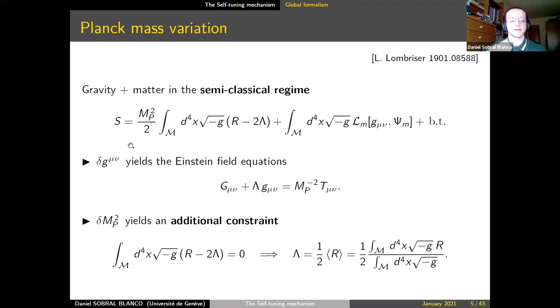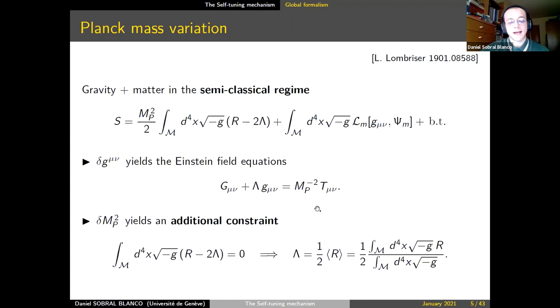What we usually do is to vary this action with respect to the metric and obtain the Einstein field equations, where here appears the so-called cosmological constant. This is the Einstein tensor, and this is the stress-energy tensor which came from this part here. This accounts for all the matter content in the universe.